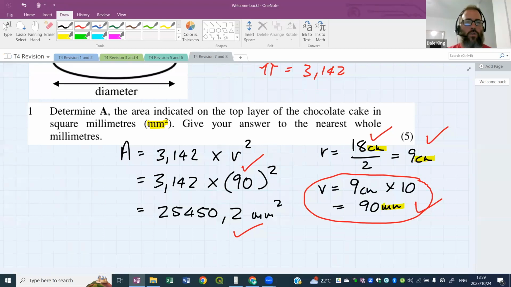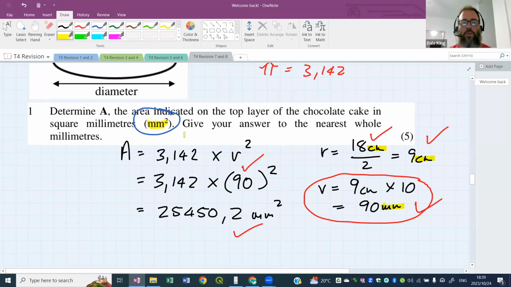Okay, so the moral of the story in this question is check what units you're working in. Please, please, please write your units down like I am. I'm seeing, oh, centimeters. I can't be in centimeters. I've got to change that to millimeters. Okay.